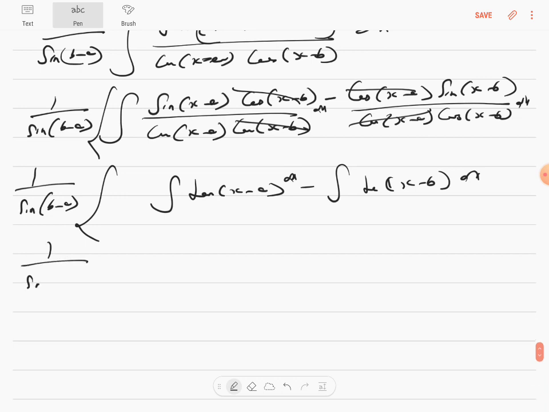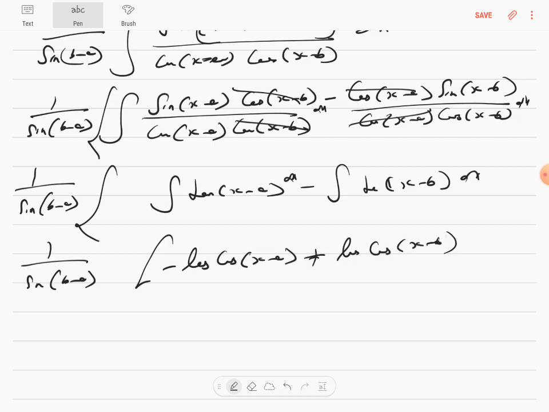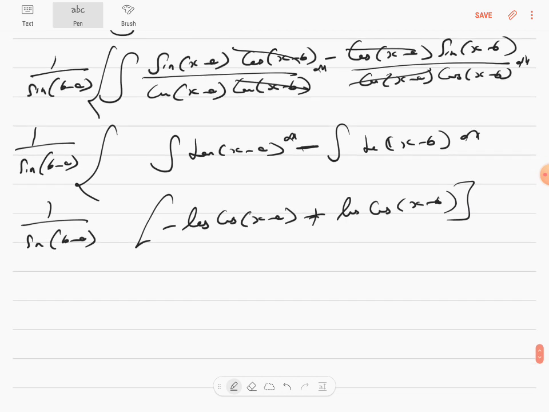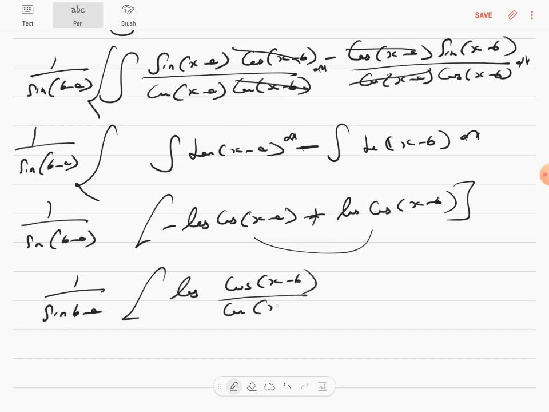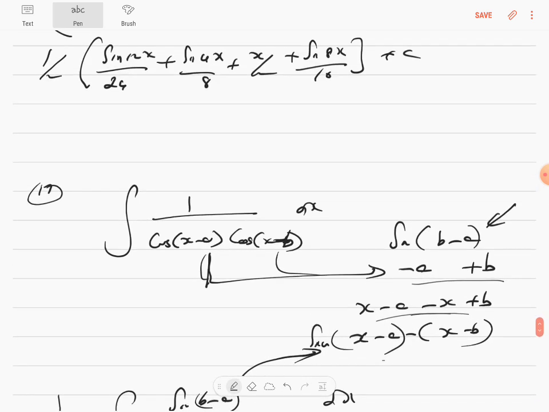So 1 by sin(b minus a) into minus log of cos(x minus a) minus log of cos(x minus b). Oh, this will become plus because there is already an existing minus sign. So this is going to become division, because logarithmic subtraction will become division. 1 by sin(b minus a) into log of cos(x minus b) by cos(x minus a) plus c is the answer. So this is a world's most important format.